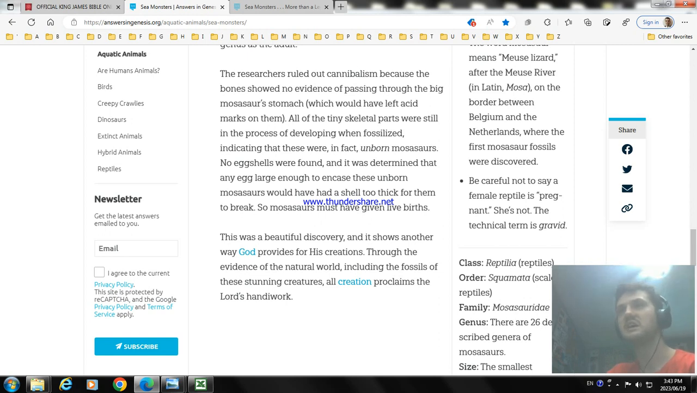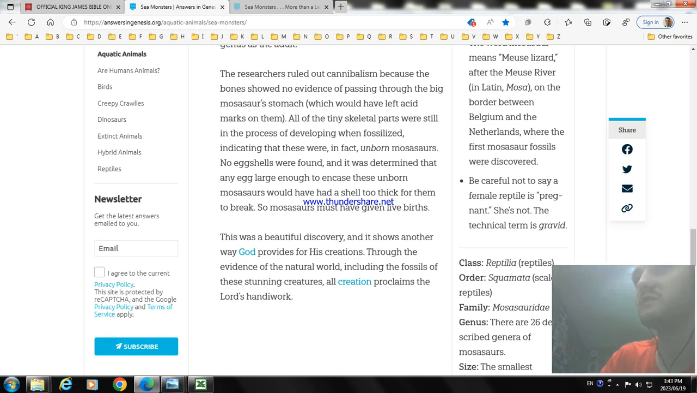All the tiny skeletal parts that were still in the process of developing were fossilized, indicating that these were in fact unborn mosasaurs. No eggshells were found, and it was determined that if these newborn mosasaurs had been in eggs, the shell would have been too thick for them to break. So mosasaurs must have given live birth.